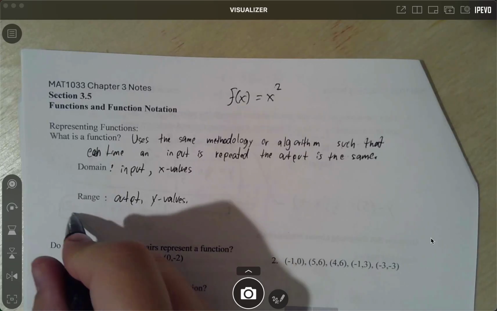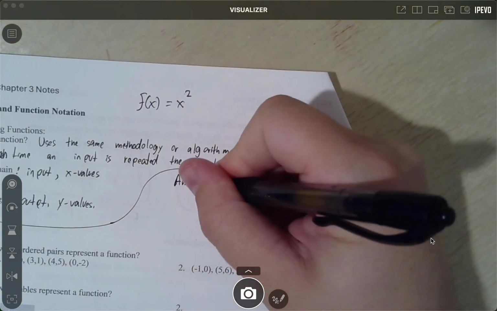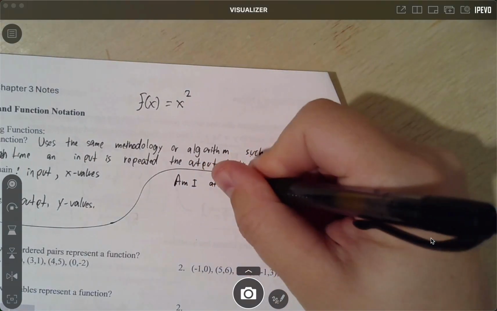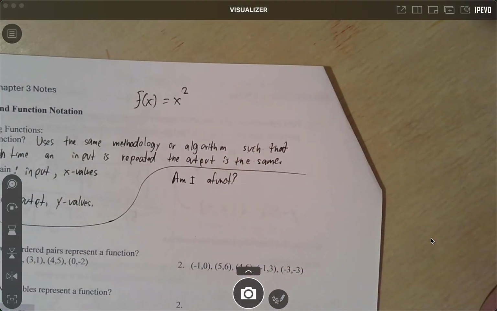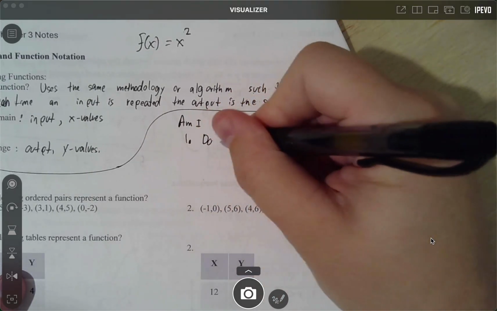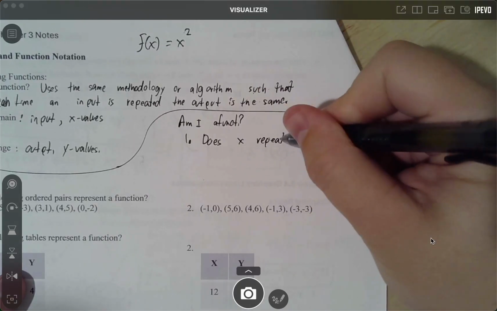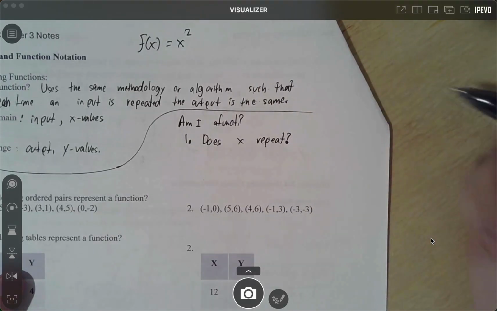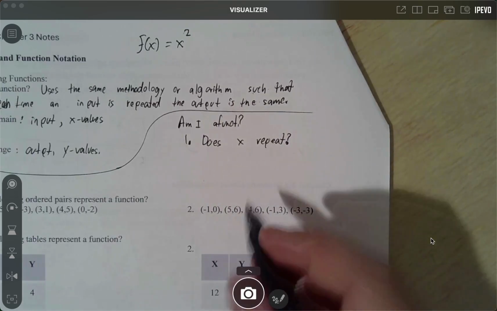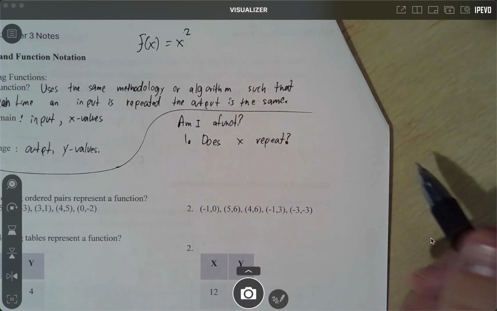Now, there's one more kind of test here. We can ask, am I a function? And here's what you ask yourself. You ask yourself 2 questions. 1, does x repeat? Because, and this kind of sounds silly, based on my definition, if x never repeats, we'll never know what I should have gotten. We're just going to assume based on the very vague things we have here.